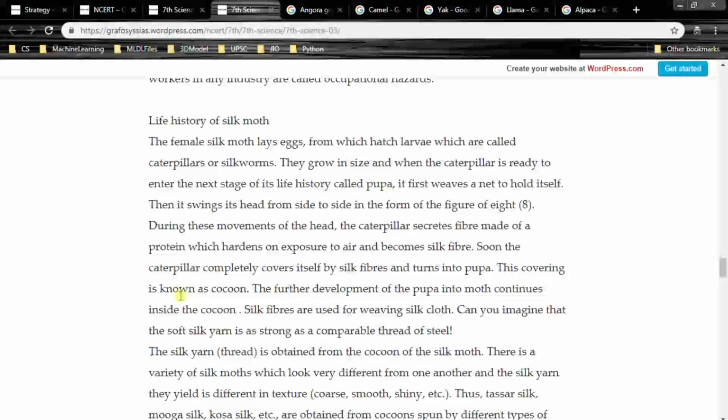This covering is known as cocoon. The further development of the pupa into moth continues inside the cocoon. Silk fibers are used for weaving silk cloth. Can you imagine that the soft silk yarn is as strong as comparable thread of steel? So this is the process.